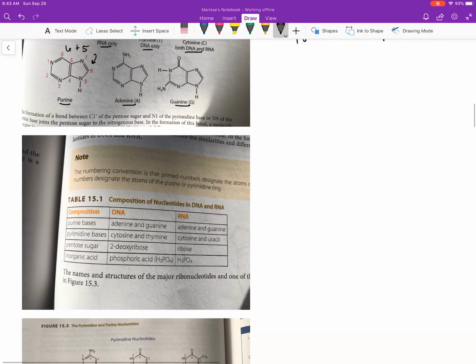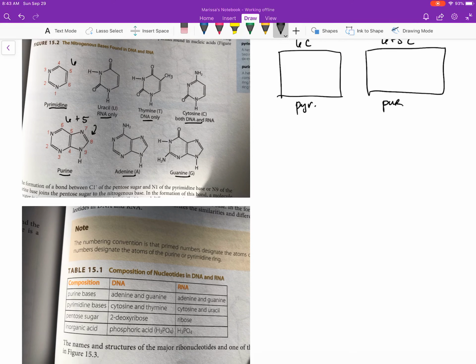All right. So you may have noticed up here that this said RNA only, and that uracil is RNA only, and thymine is in DNA only, but that cytosine can be in both DNA and RNA.